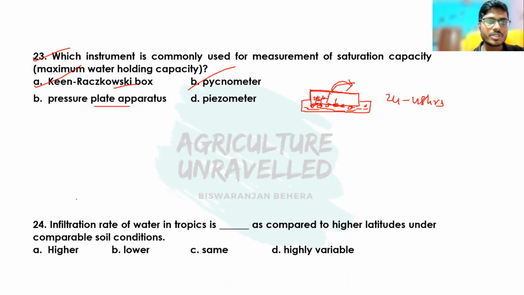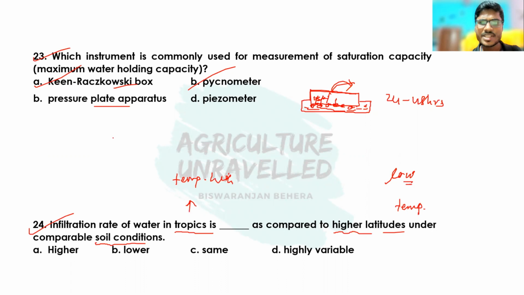Then coming to the next question, that is infiltration rate of water in tropics is dash as compared to higher latitudes under comparable soil conditions. So here the soil condition is same, but the atmosphere or climatic condition is different. One is tropics, another one is temperate. Okay, so we know in tropics the temperature is always high, and in temperate region the temperature is always low.